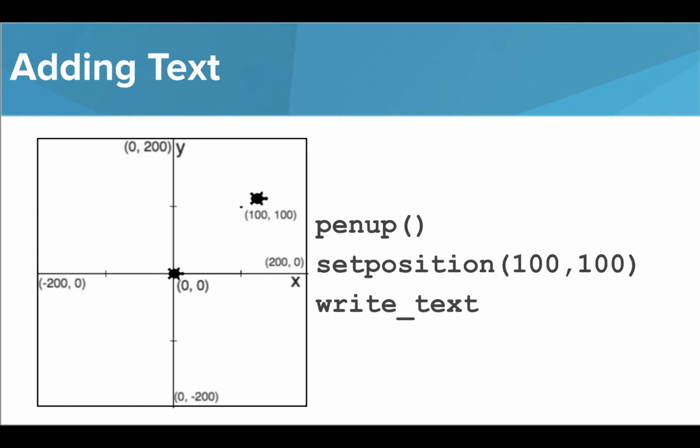If we've moved Tracy to a certain position and now want to add text to the screen at that location, we can use the write text function. To use this command, we type write text all in lowercase letters with an underscore in between the words. Inside parentheses, we then write the text we want to print inside quotation marks. So here we want to write the number sign and then the number 1. We type a comma, and then inside another set of quotation marks, we write a color name. Here, we're using blue. When we run this code, Tracy will move to position 100, 100, and then print number 1 in blue at that location.